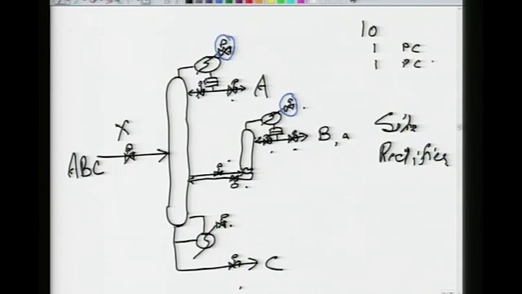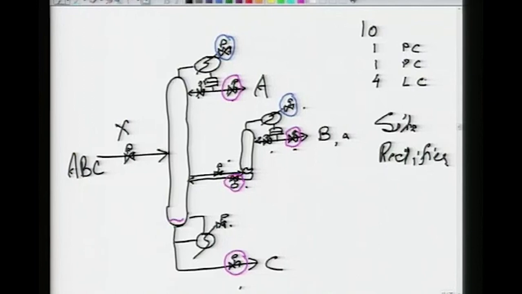Okay. Then what about level control? Well, if I look at level control, let us say I am controlling the top level using this. I will also have to control this level. Let us say I am doing that using this. So, 1, 2, I also have to control this level. So, this is also gone. I also have to control this level. Let us say I am doing that using this. So, this is also gone. So, 1, 2, 3, 4. 4 of the valves go for level control.